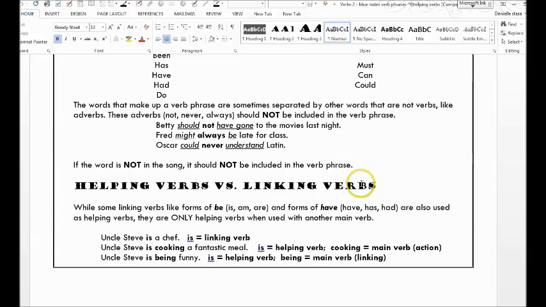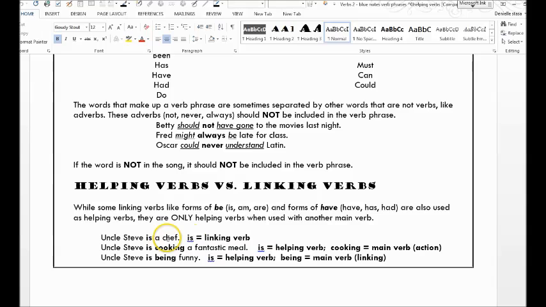Helping verbs versus linking verbs. Some linking verbs, and I said this before, like am and are, and some forms of have, has, and had, can be helping verbs, or they can stand on their own as a main verb. When one stands on its own as the main verb, it is a linking verb or an action verb. It is not a helping verb.